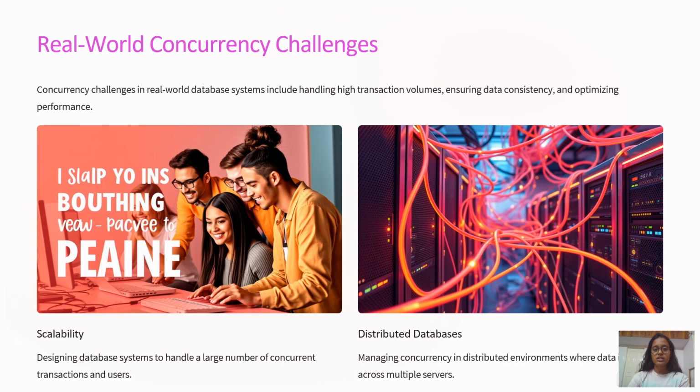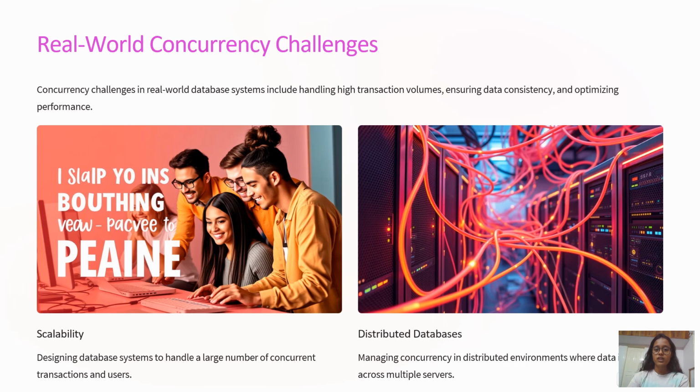So let us see the real world concurrency challenges. Some of them are scalability and distributed databases. Concurrency poses several real world challenges, particularly in high demand applications like e-commerce, finance and telecommunication. Common issues include handling deadlocks in transaction heavy systems. Preventing data corruption in high concurrency environments is another problem, and balancing performance with data integrity is also a challenge. Scalability can also be challenging as increasing concurrent users will strain the locking and isolation mechanisms.